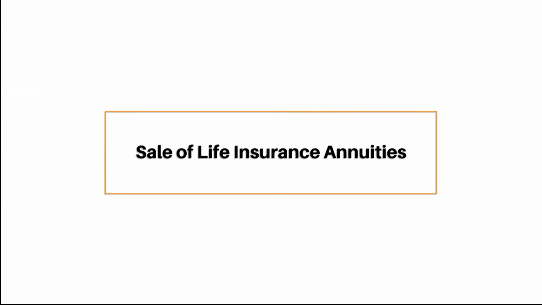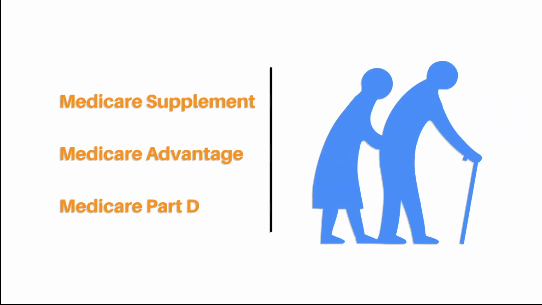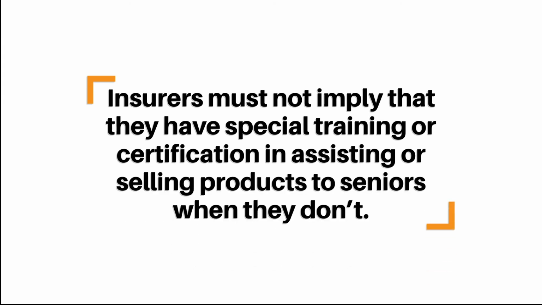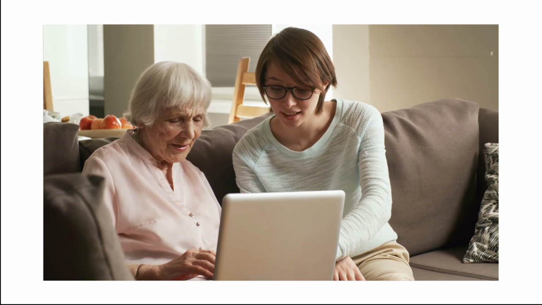This next regulation change is important to the sale of life insurance annuities. Medicare Supplement, Medicare Advantage, and Medicare Part D prescription drug plans have all been identified as senior-specific products, regulated by the Insurance Department. In the interest of consumer protection, insurers must not imply that they have special training or certification in assisting or selling products to seniors when they don't. Seniors are a vulnerable population that require transparency and absolute clarity by their service professionals.